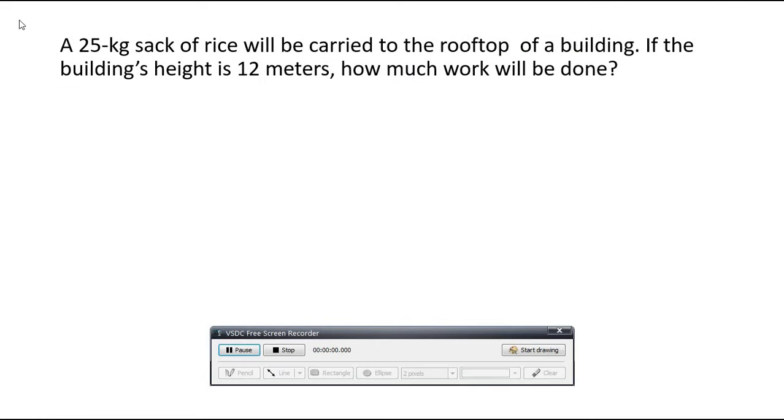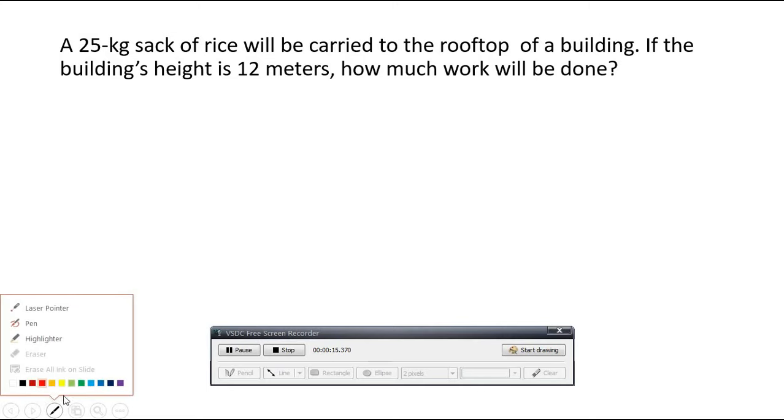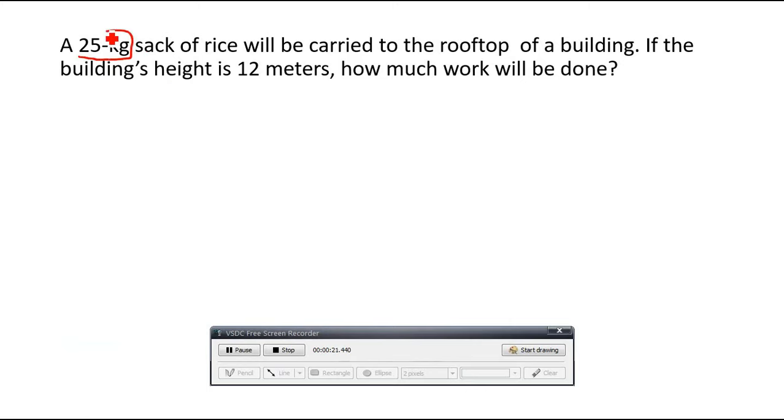Okay, so for our next problem: a 25 kilogram sack of rice will be carried to the rooftop of a building. If the building's height is 12 meters, how much work will be done? First let's analyze the given values. We have here 25 kilograms, and we also have 12 meters.